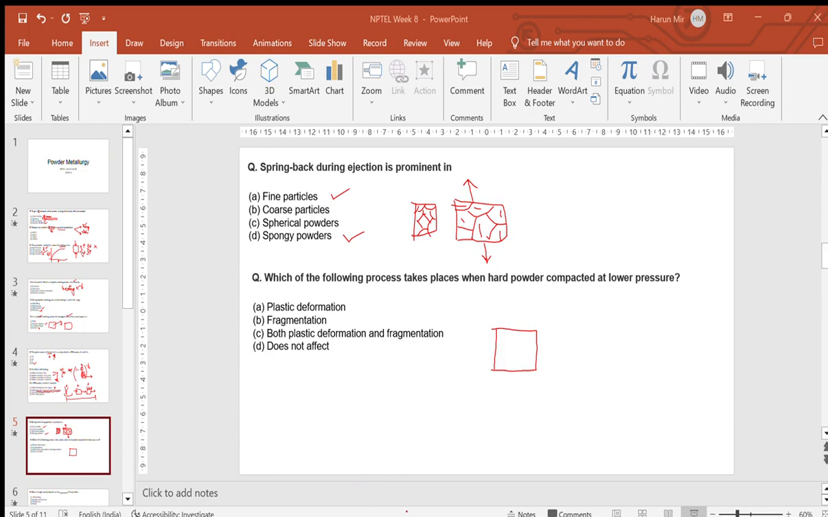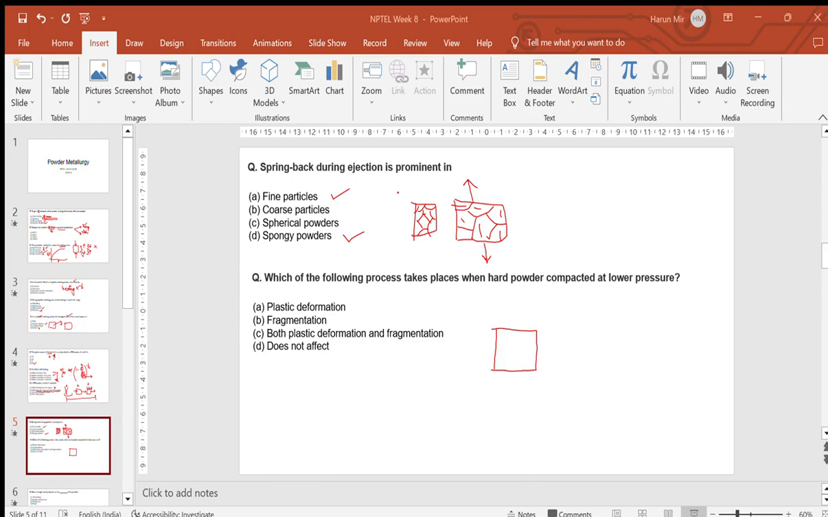But if you have a very high pressure, what happens? The particles tend to fragment. There will be fragmentation because they will not be able to sustain the high pressures. They are not ductile, they are brittle. So at high pressures, they will go through fragmentation. But here, because we are asked about lower pressure, the right answer is that they will undergo plastic deformation at low pressure, but at high pressure the hard powders will undergo fragmentation.